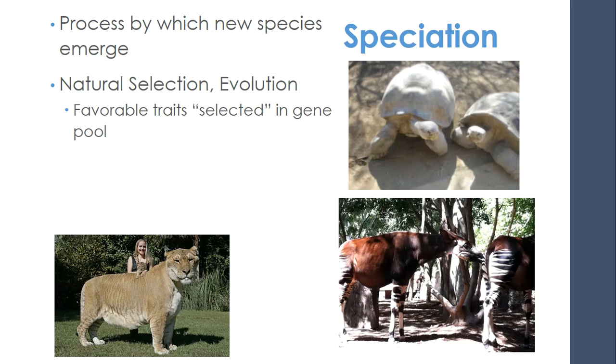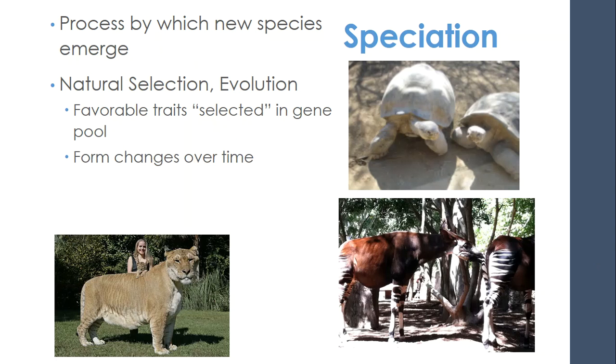So favorable traits are selected in a gene pool, right? I'll look at the example of giraffes. And here, these guys are okapis, which you can see at the San Diego Zoo. Their closest relative is the giraffe, but notice they do not have the long necks, but they evolved in a place with much shorter trees. And also the markings on their legs help them camouflage within the trees where they evolved.